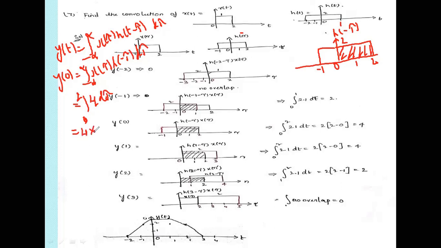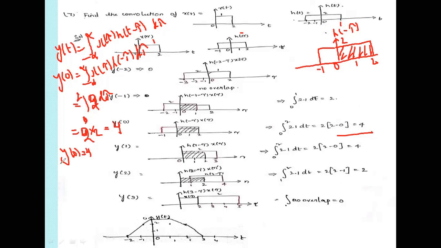4 into 2 is 8. 4 into 1 only. Okay. x of value is 1 and its magnitude is 2. So 1 into 2 is 2. So 2 into 2 becomes 4. So y of 0 is equal to 4. You can see here that y of 0 is equal to 4.